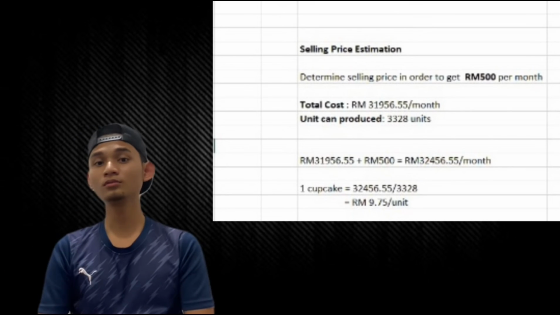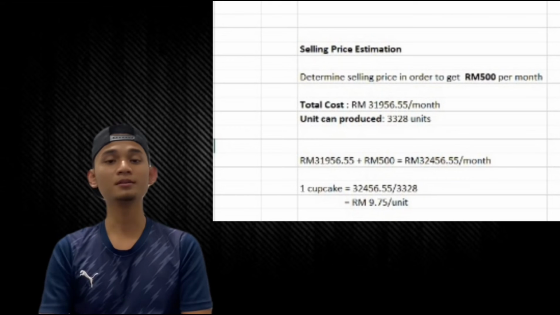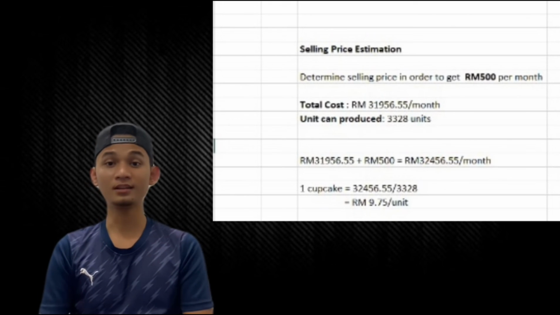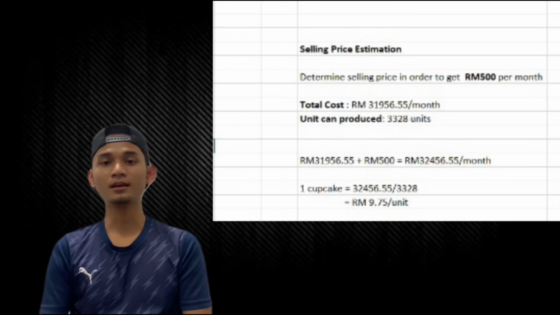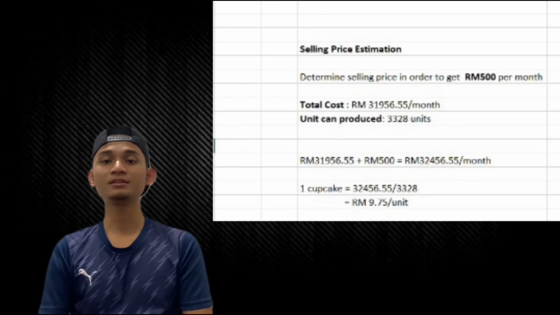After we know all those things, we add the profit that we want, which is RM500 per month, to the costing. Then we divide the total amount by the quantity of products that could be produced. The amount that shows up is the selling price per unit that we have to sell at in order to get RM500 per month, which is RM9.75 per unit. Thank you.